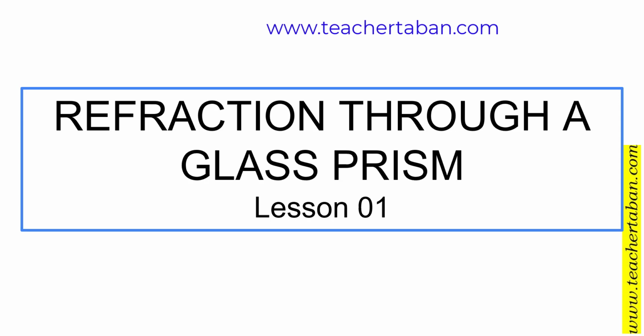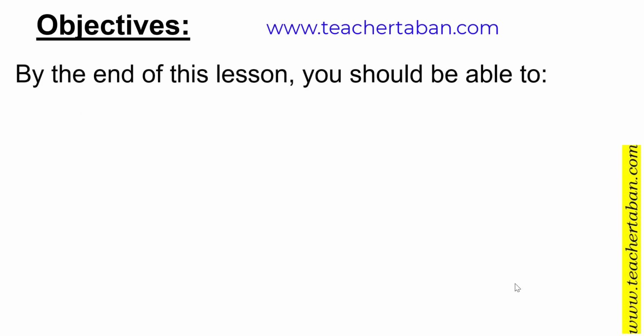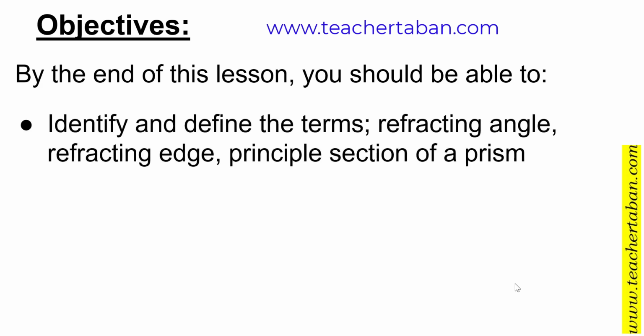This is A-level physics. So to begin with, let's look at the objectives of the lesson. By the end of the lesson, you should be able to at least identify and define the terms: refracting angle of the prism, refracting edge of the prism, and then the principal section of the prism. What are they, and how do they look? And identify them on the prism.